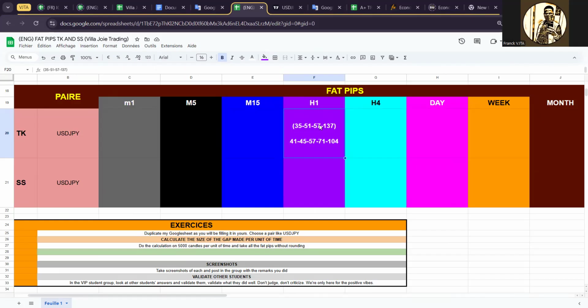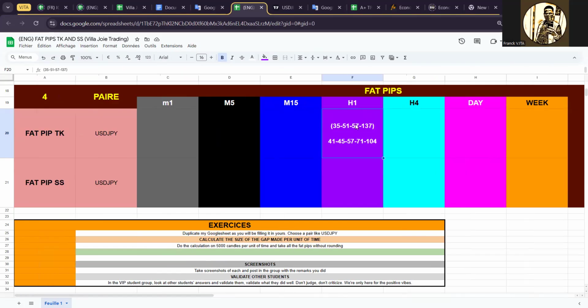It is correction. Correction doesn't mean that the number of pips of the Tenkan correction must be smaller than the reversal Tenkan correction.